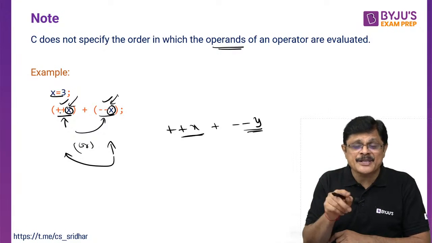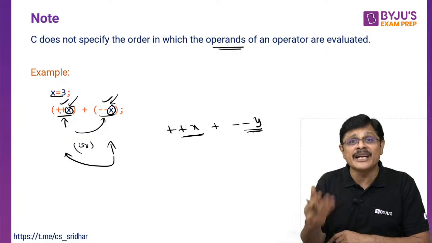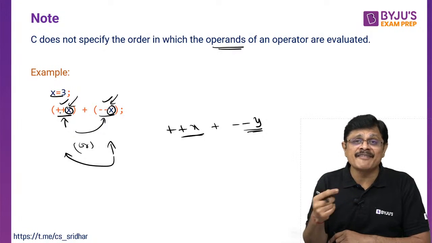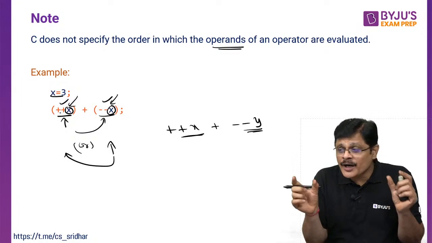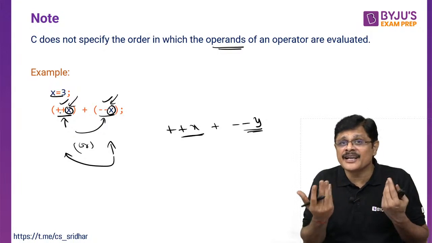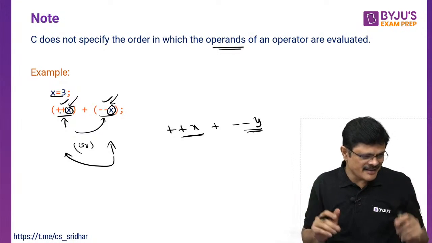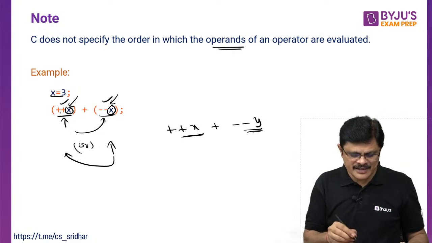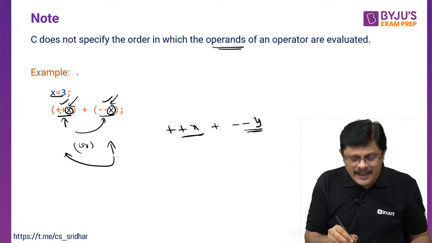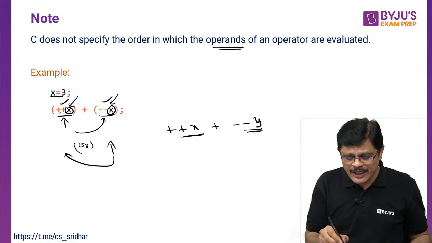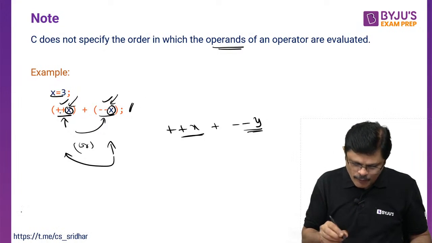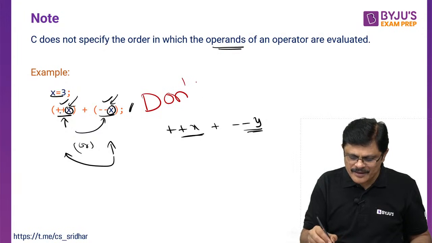So in the same expression, don't update the same variable many times, because the order in which the operands are evaluated is not specified in the C language. So please be careful, my dear friends. So this is okay, unspecified behavior. We cannot expect the correct answer for this. So don't do it. So the moral is, don't do it.